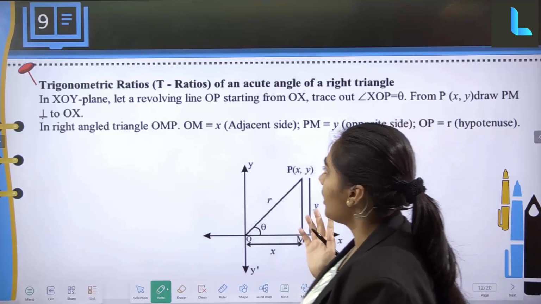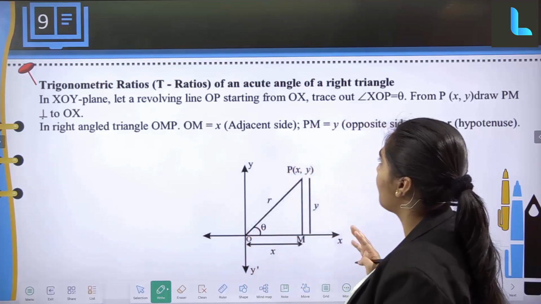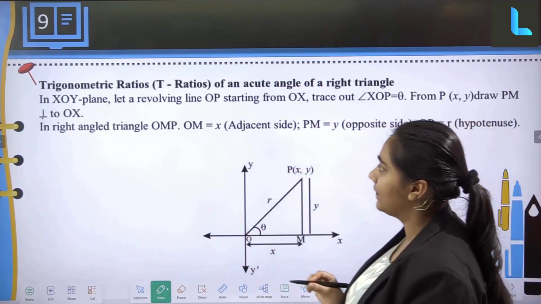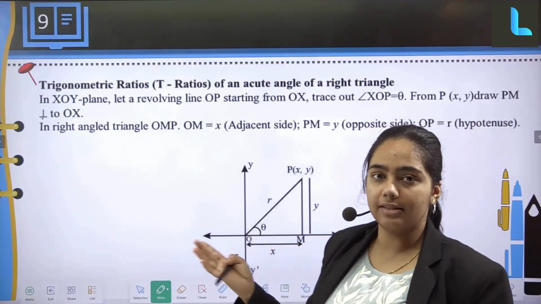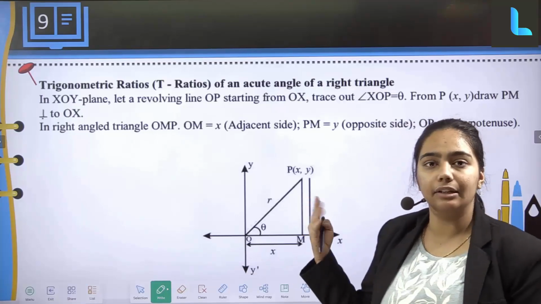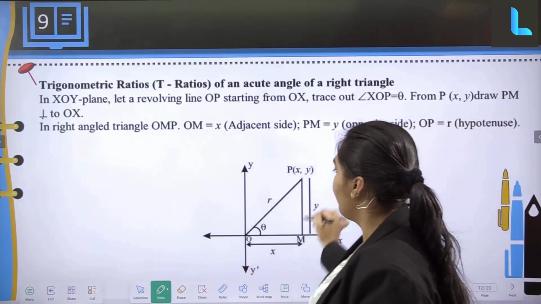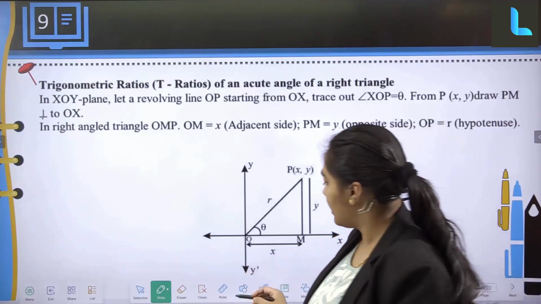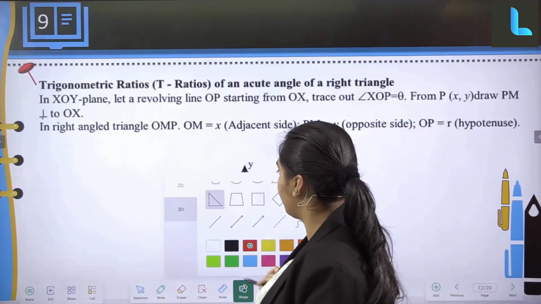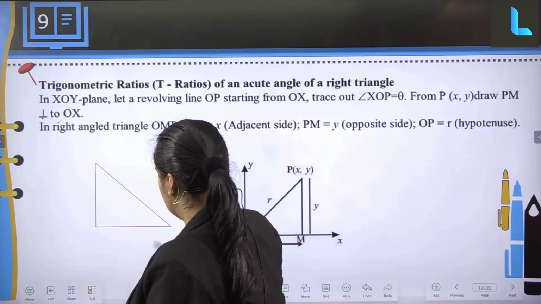Next thing, trigonometric ratios, T ratios of an acute angle of the triangle. So in a plane, see, this is nothing but the same thing which we have considered in the right angle triangle, that is, the introduction to trigonometry. First consider a right triangle. So over here they have said, rather than this, we can just consider a triangle which is a right angle triangle.